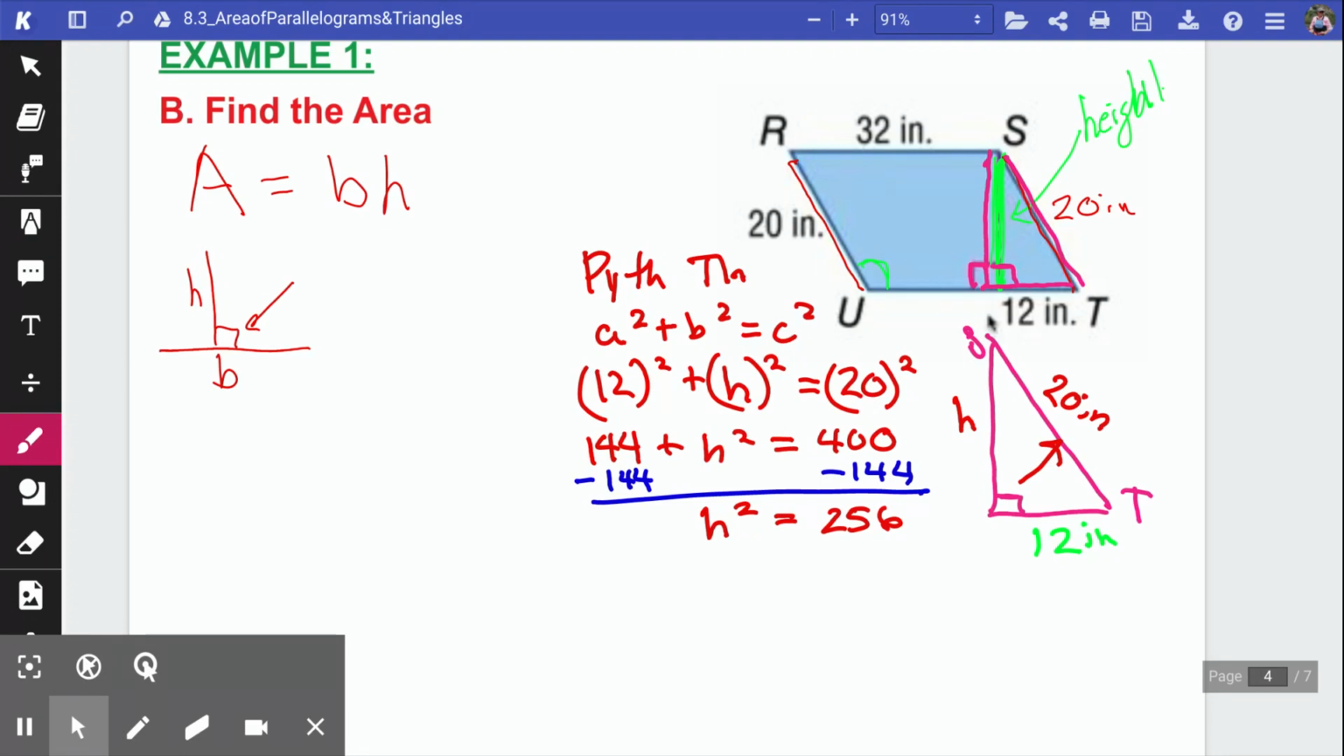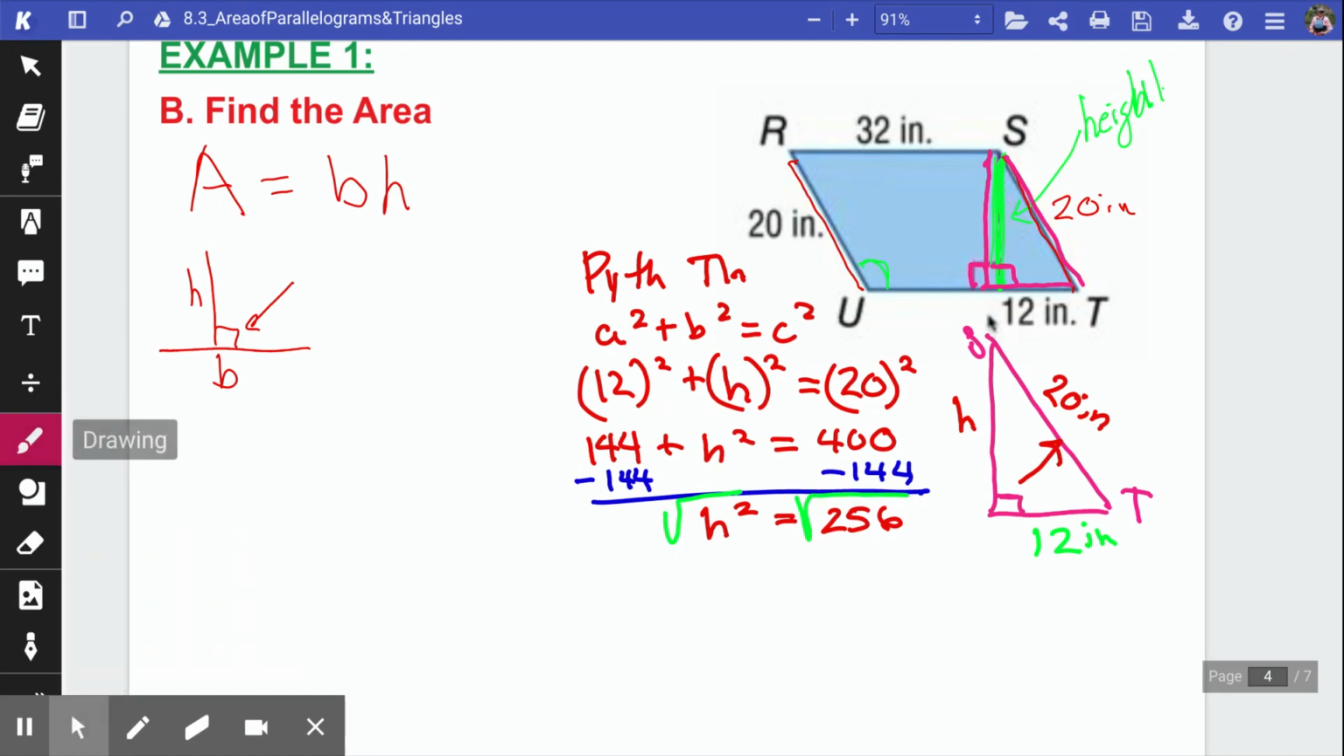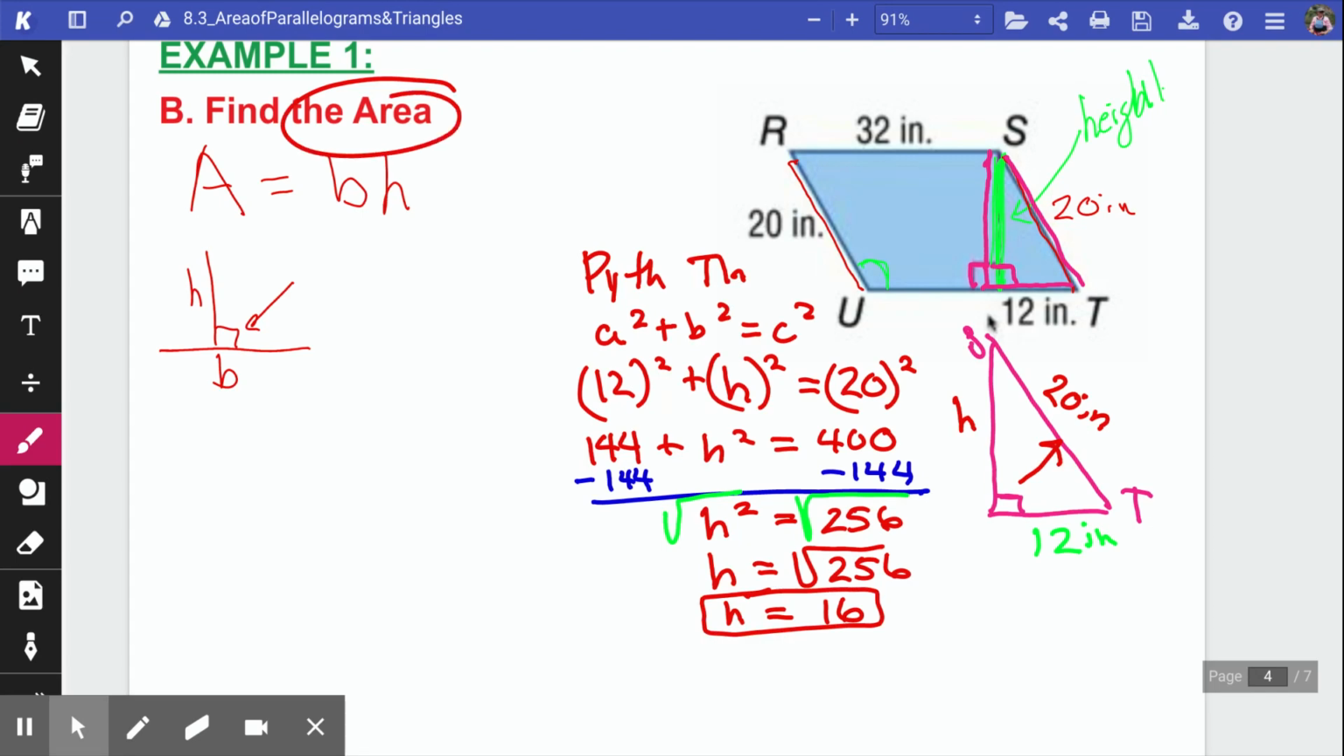So whenever I have a square, I can use a square root to get rid of it. I end up with h is equal to the square root of 256, which is actually 16. So my height is 16. Now I'm not finished the problem because I need to find an area.